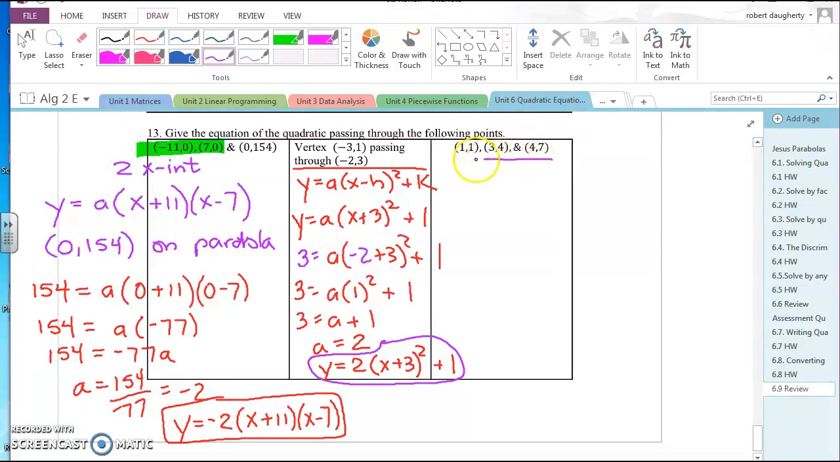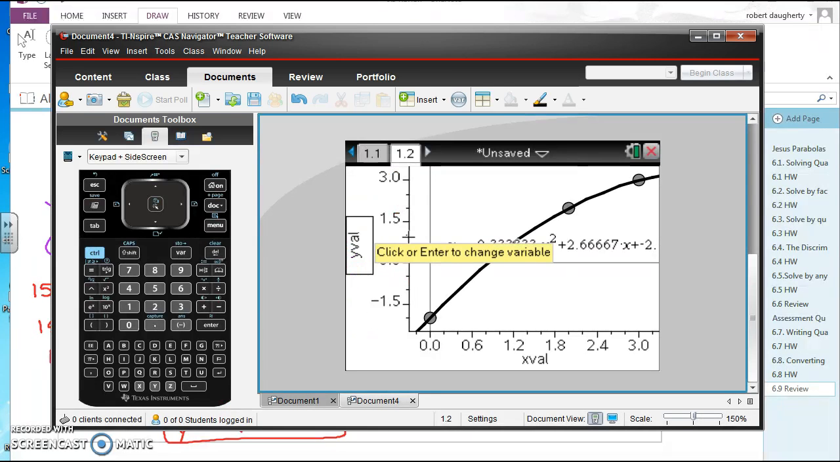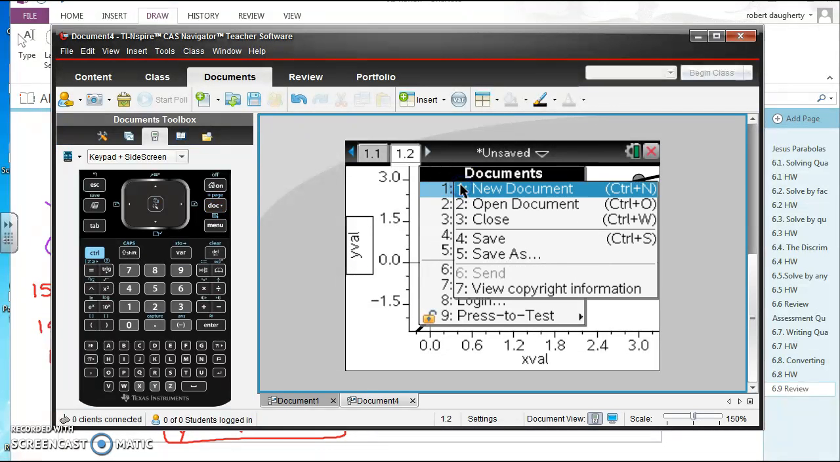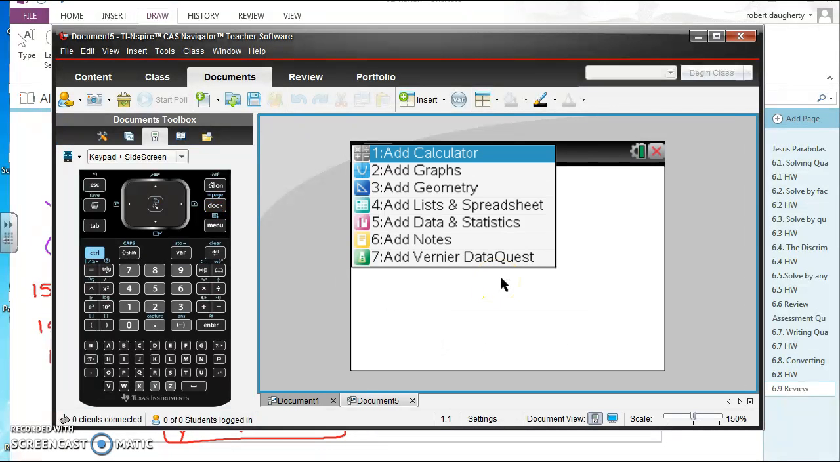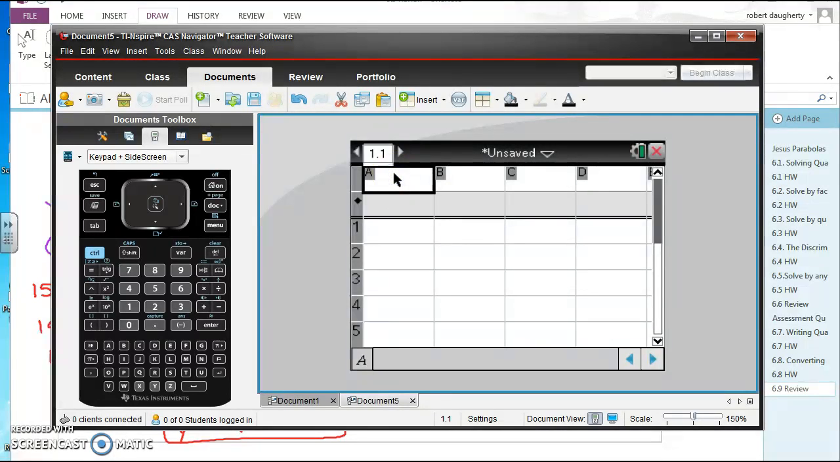And the last problem. I think you'll be glad to know this one requires very little calculation. So this one I've got 3 points, none of which is an x-intercept or a vertex. So I'm going to need to use the TI in order to find the quadratic that passes through these points. So the way I'll do that is I'll create a new document, which is a lists and spreadsheet. So let me just come over and do this on my computer. It'd be a little bit quicker.